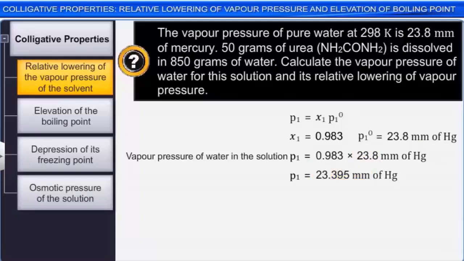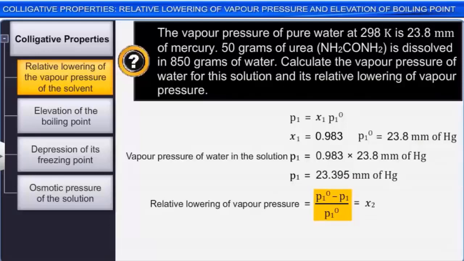Relative lowering can be calculated using the expression derived earlier. Substituting for P1 naught in the expression and on solving, we get the relative lowering in vapor pressure as 0.017, which is the same as the mole fraction of the solute. That is, 1 minus 0.983 is equal to 0.017.